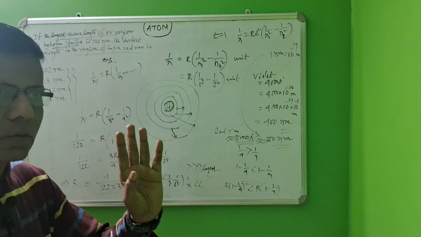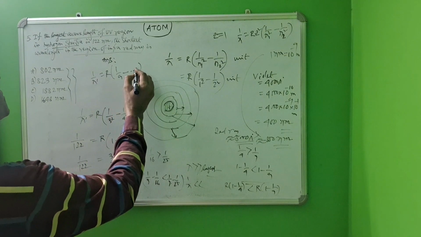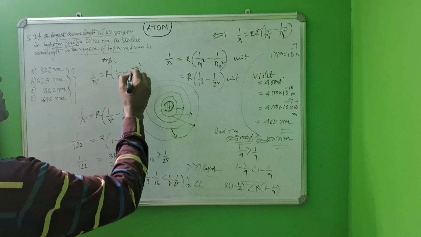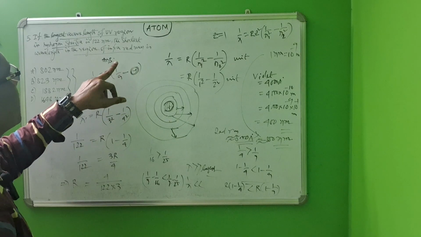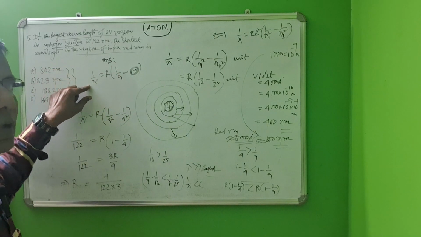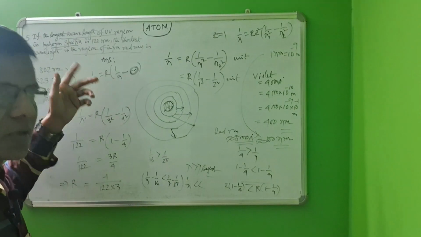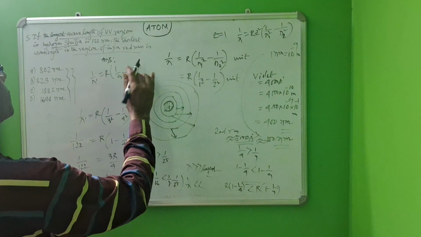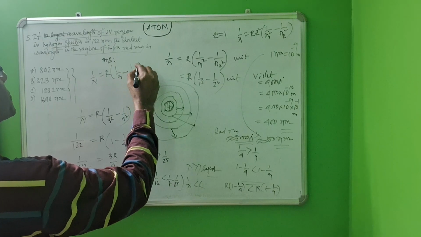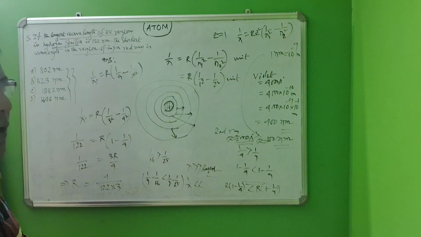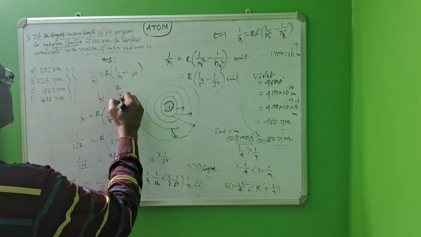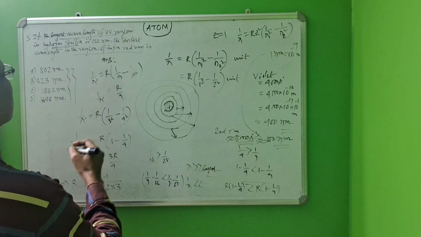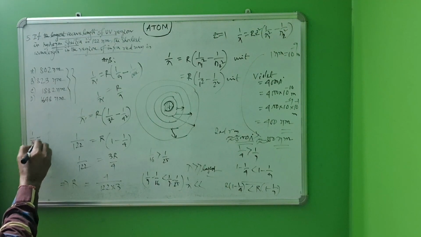We want to get the shortest wavelength, so for which this is almost of negative value, then we can get this almost of greater value, for which lambda dash will be almost of shortest value. So we get here 1 by infinity squared, because n2 is imagined as infinity. After that we get 1 by lambda dash equals R upon 9, from which we get lambda dash.